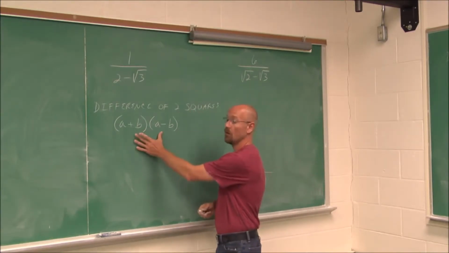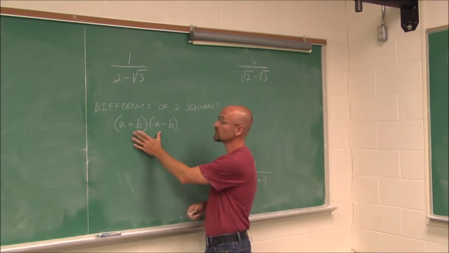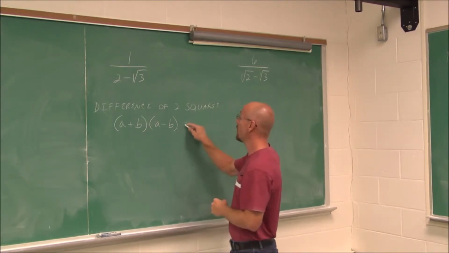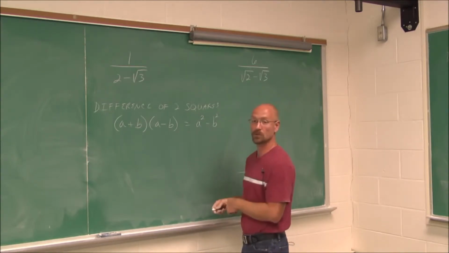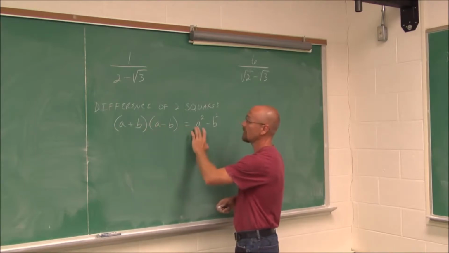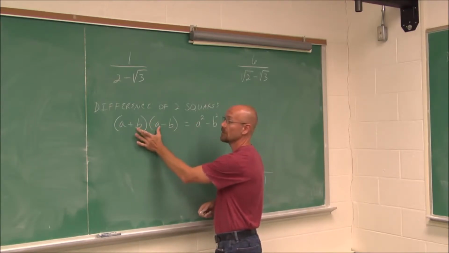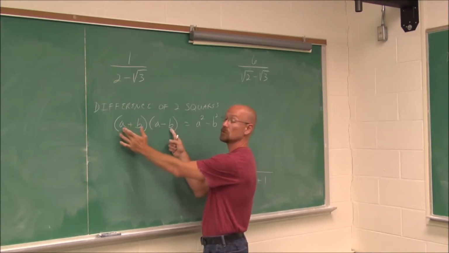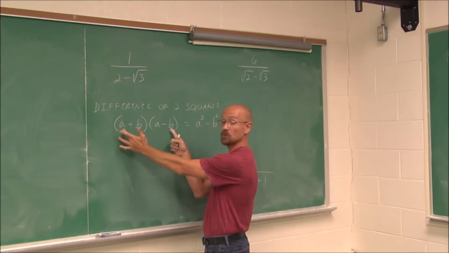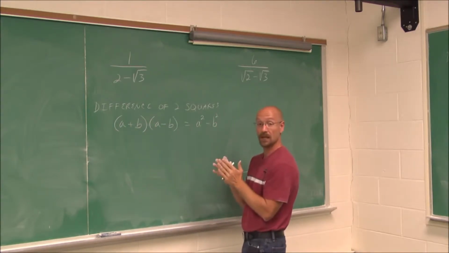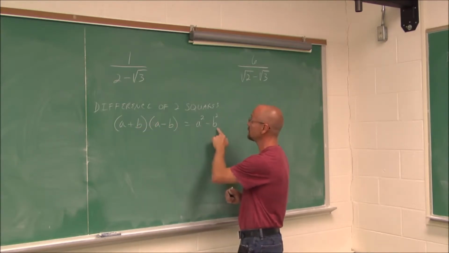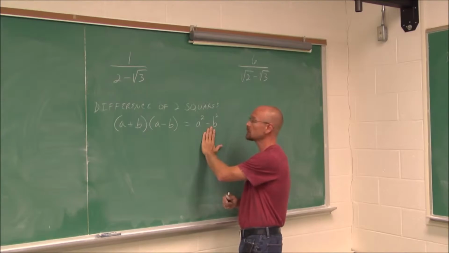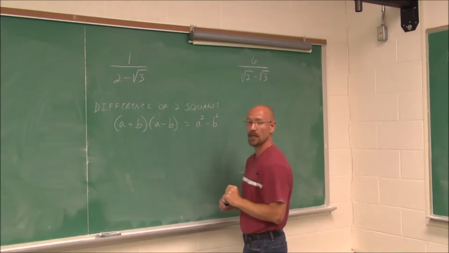If we recall, if we have the difference of 2 squares, if I FOIL this out, I get the first term squared minus the second term squared. A times a is a squared. We'd have an inner term of a times b, an outer term of negative a times b. The two middle terms would cancel out when I combine like terms. And the last term, b times negative b, is b squared. So it simplifies to this. Well, the middle term cancels out.